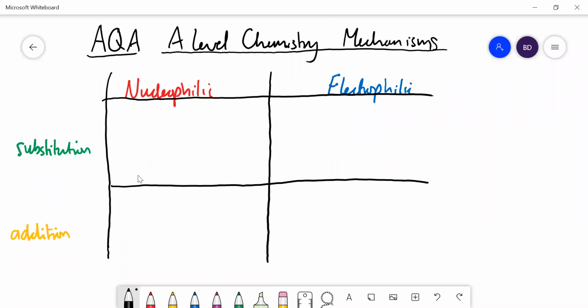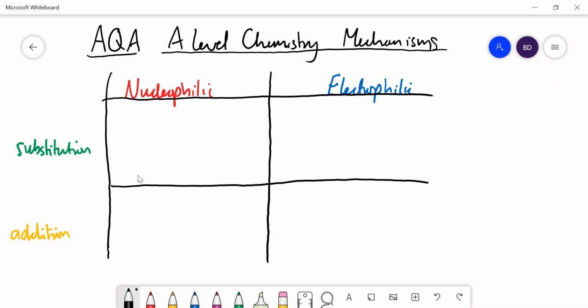In this video, I'm going to try and cover all of the mechanisms that you need to know for AQA A-level chemistry. Do it in one video. Okay, so I've divided. These are the four mechanisms you need. There are others as well, but I'll do these just to summarize.